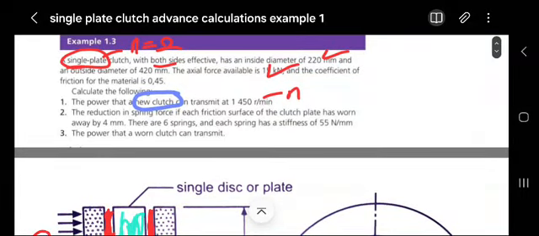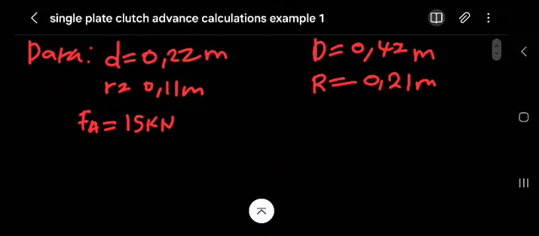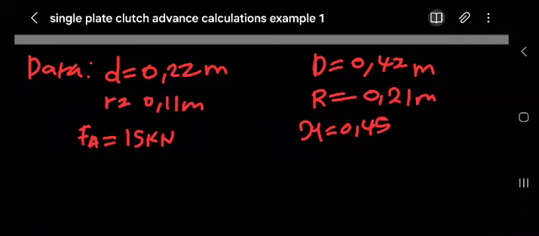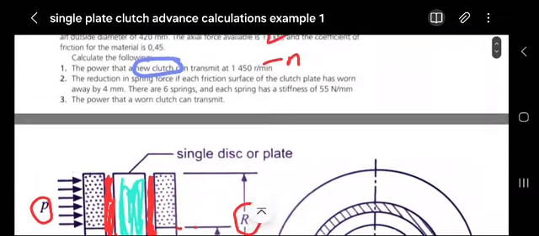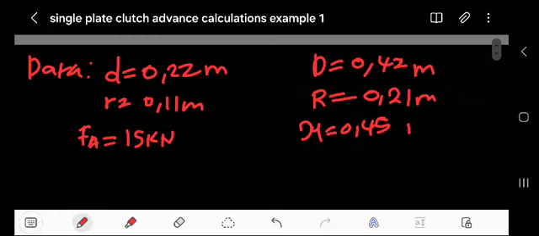Coefficient of friction. Given coefficient of friction is 0.45. We know the number of contacts, because it's a single plate clutch, will always equal 2 if we are dealing with a single plate clutch.